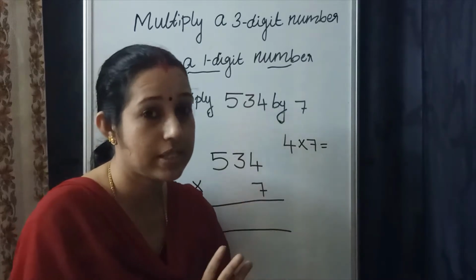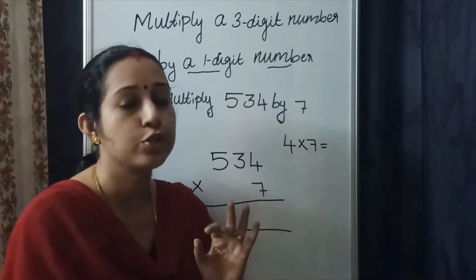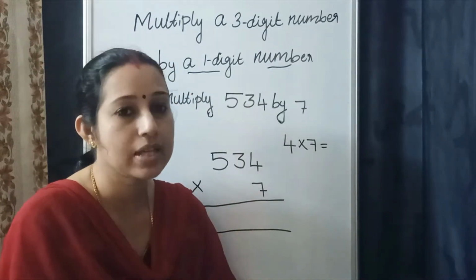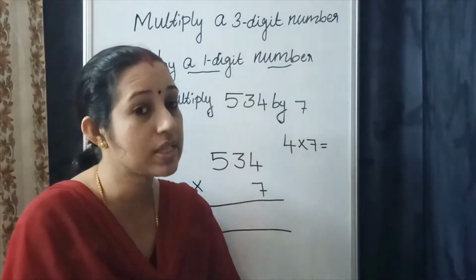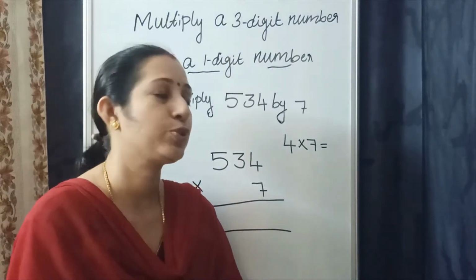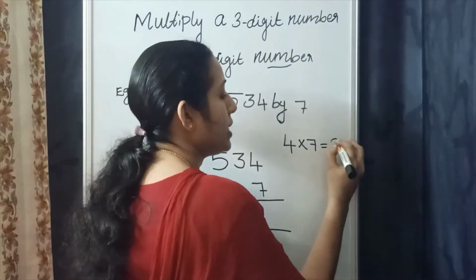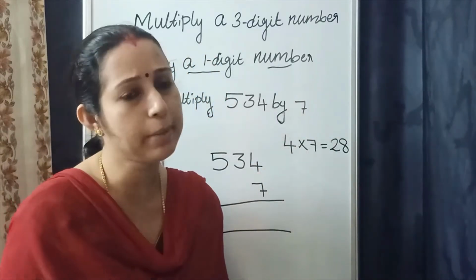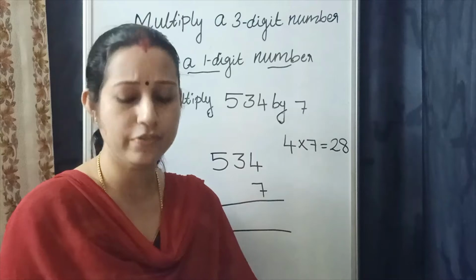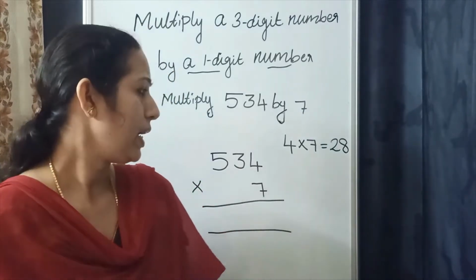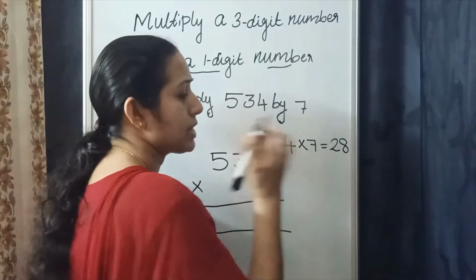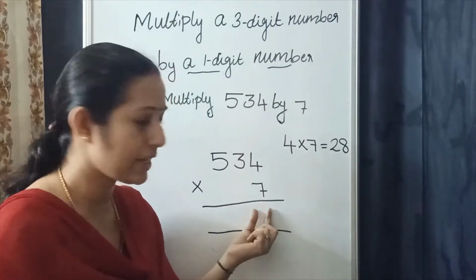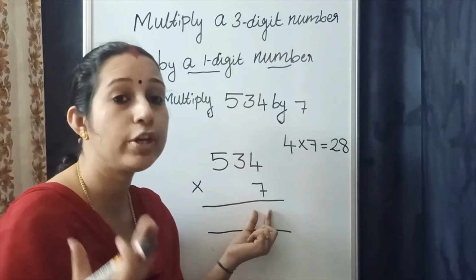1 7 is 7, 2 7s are 14, 3 7s are 21 and 4 7s are 28. So 4 into 7 is 28. It is very simple. If you study the multiplication table thoroughly, it will be easy for you. Now the answer is a 2-digit number. Can we write these two numbers in one place? No. So what do we do?